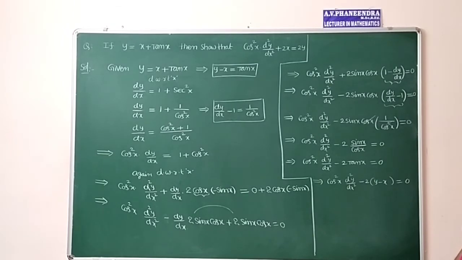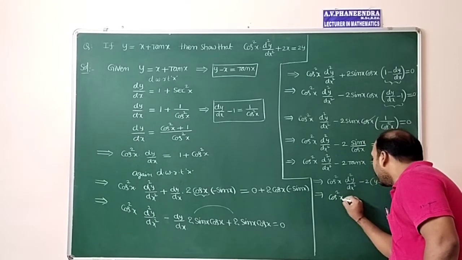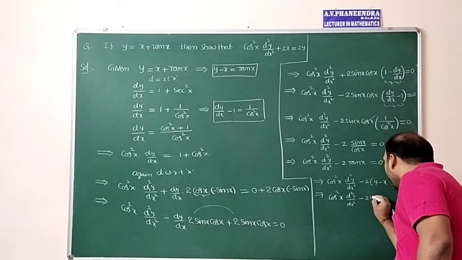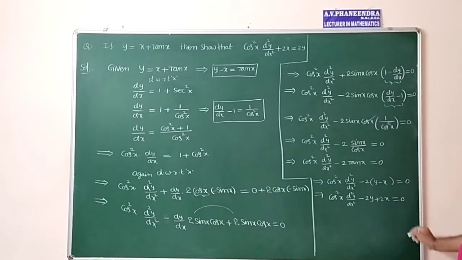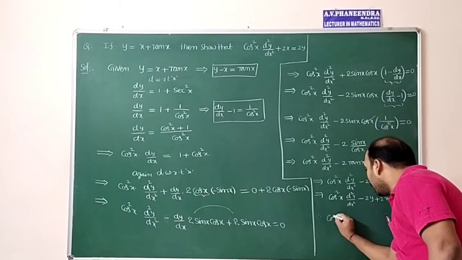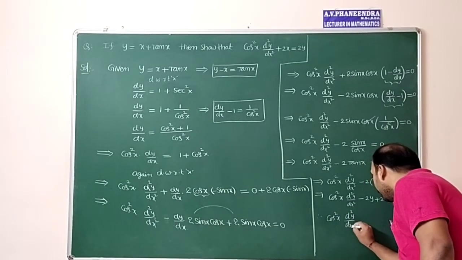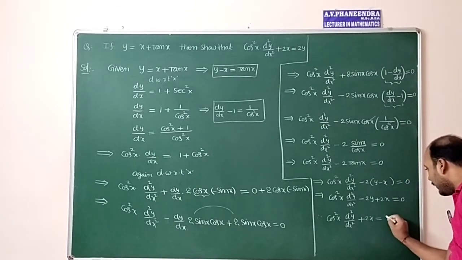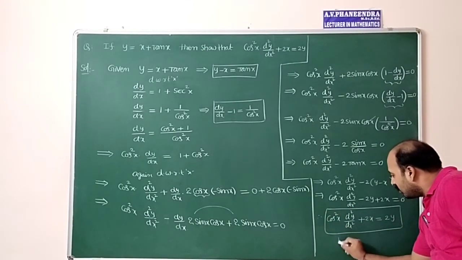plus 2x equal to 2y. So now cos square x into d square y by dx square minus 2y plus 2x is equal to 0. Minus 2y we can take this side. The required answer we are going to get here. Therefore cos square x into d square y by dx square plus 2x is equal to minus 2y. We can take this side plus 2y. Hence the result, or hence proved.